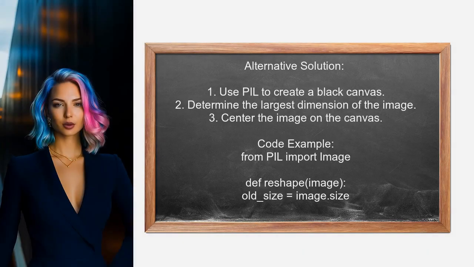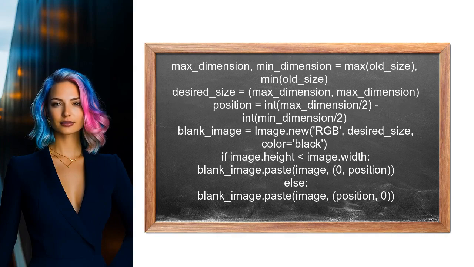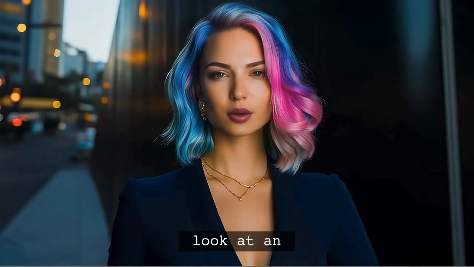An alternative approach provided by a user involves using the Python imaging library, or PIL. They suggest reshaping the non-square image by centering it on a black canvas. The canvas size is determined by the largest dimension of the original image. Let's take a look at an answer from another user.